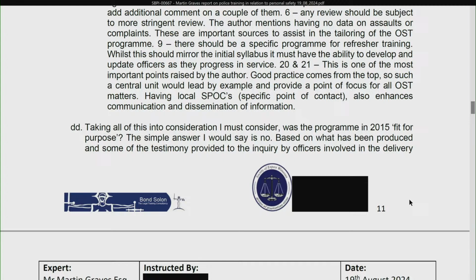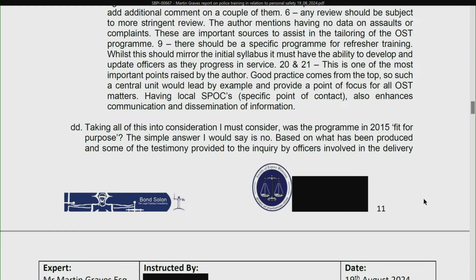Let's move on, please. You were asked a question by the inquiry to look at all the papers and express a view on whether the programme of training in 2015 was fit for purpose. And I'd like to move on to that, please. You deal with this in paragraph DD, Delta Delta, bottom of page 11. And you say, taking all of this into consideration, I must consider, was the programme in 2015 fit for purpose? And the simple answer, I would say, is no.